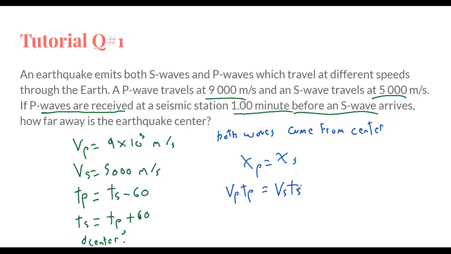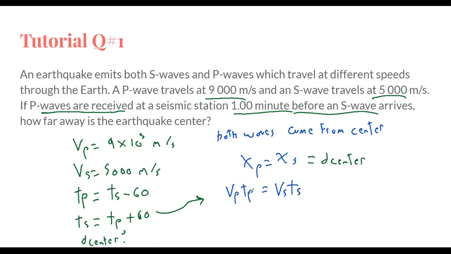So whatever the displacement is must be the distance from the center. We know how fast they are, we know the speeds, we don't know the time, but we do know the relationship between the times. So we might be able to do an equation with an unknown and then figure out the time it takes for any of the waves to get to our seismograph. We're going to take advantage of this formula here. We can plug in the relationship between the times.